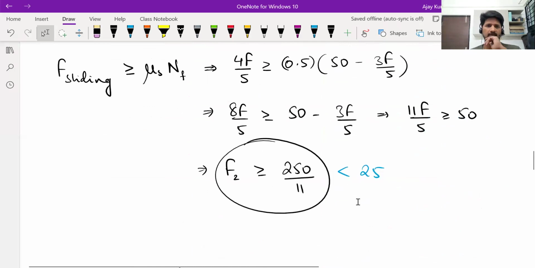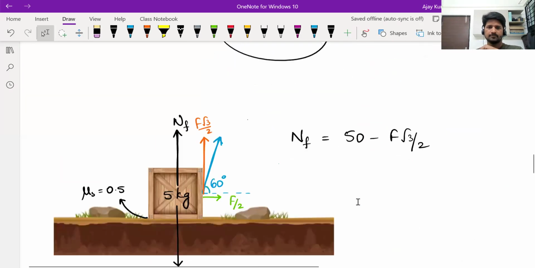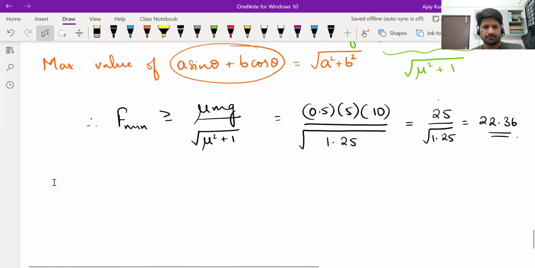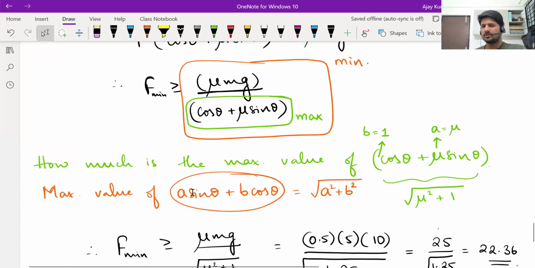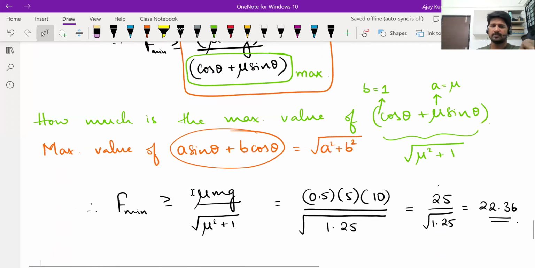Okay, so any questions? Fine. So basically the problem was we didn't know at what angle the force should be applied and how much force should be applied. So both f and theta were variables. So we got f in terms of theta and we found out the minimum value of f using calculus. Actually we didn't do that, but calculus will tell you that the maximum value of a sin theta plus b cos theta is root of a square plus b square.